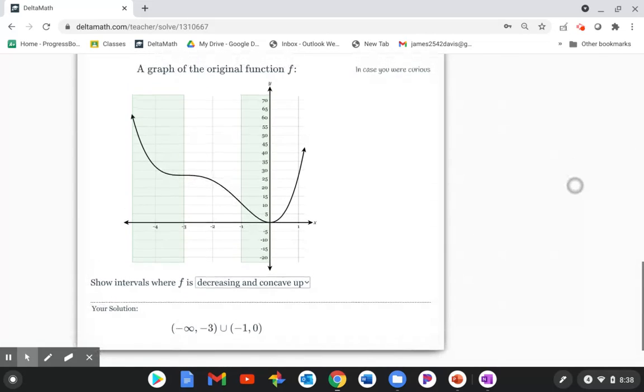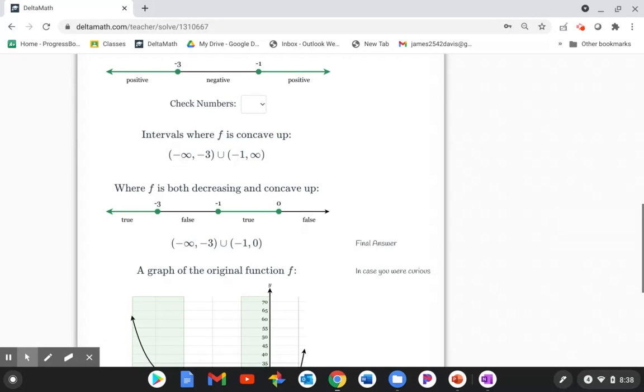You can see here on the intervals, first one it's decreasing and up, then it switches to decreasing and down, then it switches to decreasing and up again, and then it switches to increasing and up. So that's how it plays out there.